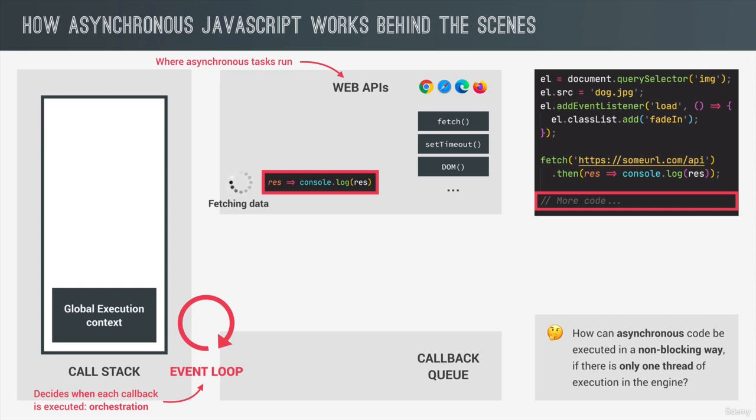So all this happened so that the image did not have to load in the call stack, but in the background in a non-blocking way. So in a nutshell, the web API's environment, the callback queue, and the event loop all together make it possible that asynchronous code can be executed in a non-blocking way, even with only one thread of execution in the engine.